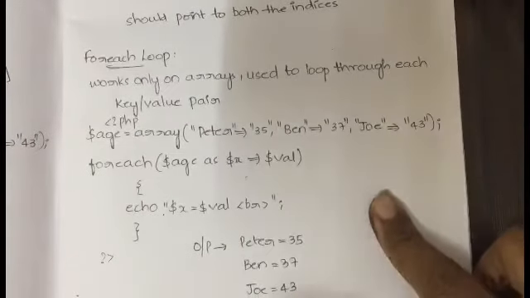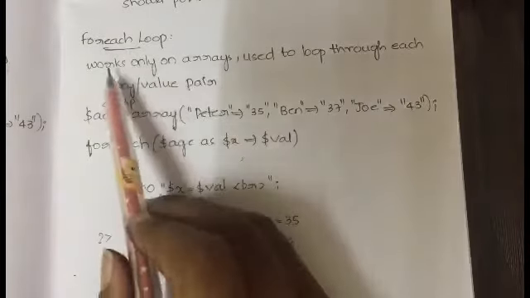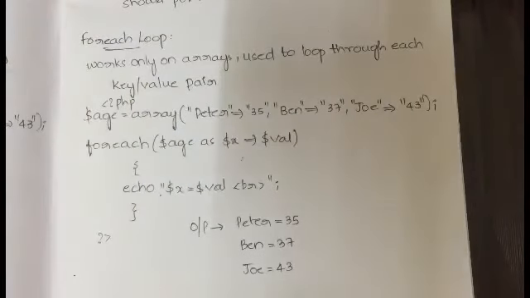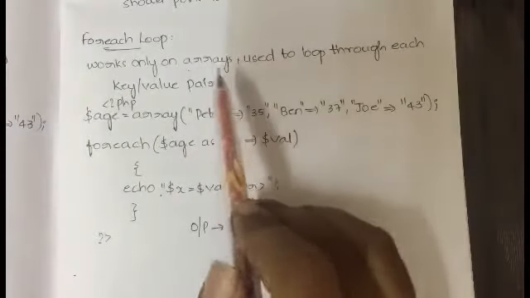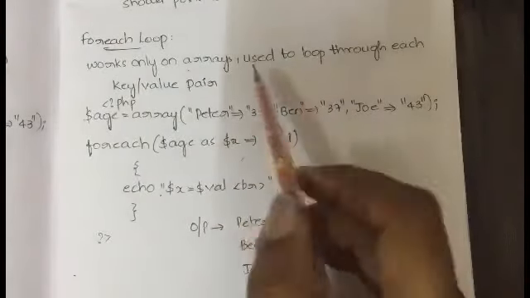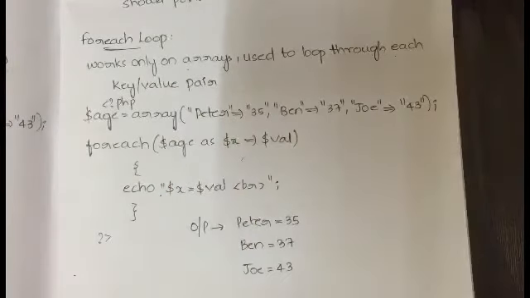Now, as I said in the last, I'll be telling you about the foreach loop, and this foreach loop in PHP is a different concept which will work only for arrays. Okay, it works only for arrays, not for strings, not for any other things. It is used to loop through each key value pair. That means you will be going through each and every key value pair in the array.